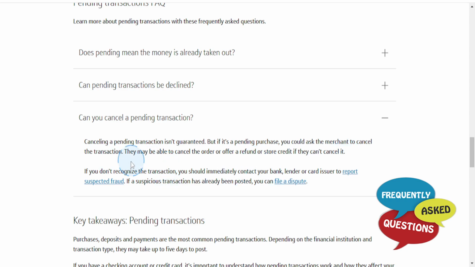If you don't recognize any transaction, you can immediately contact your bank, lender, or card issuer to report it as suspicious and suspected fraud, and you can actually file a dispute.